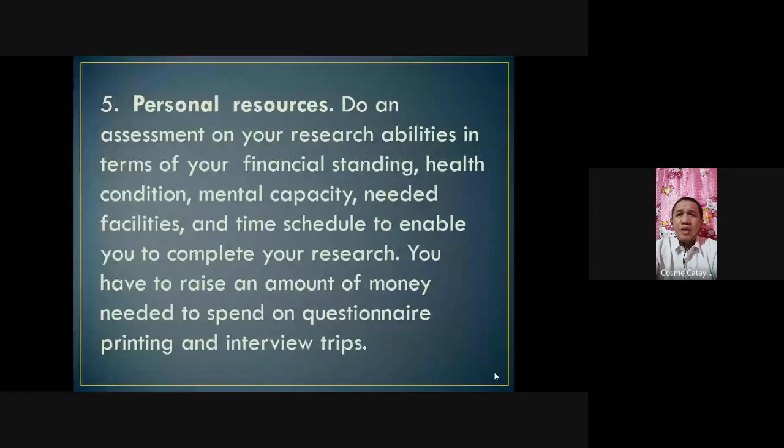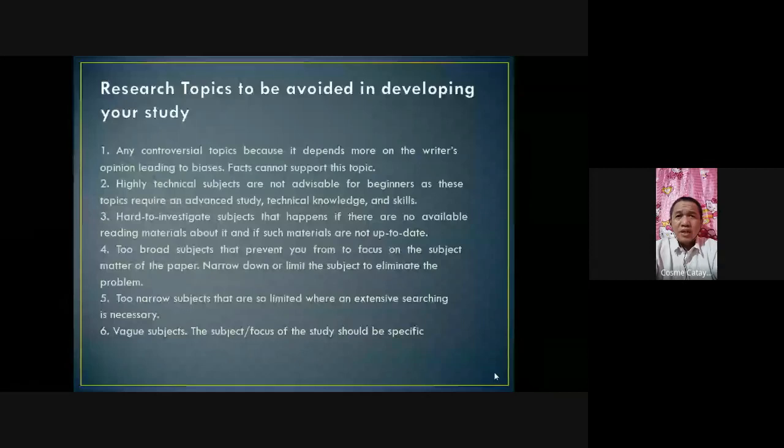You have to raise an amount of money needed to spend on questionnaire, printing, and interview trips. Research topics to be avoided in developing your study. Number one, any controversial topics because it depends more on the writer's opinion, leading to biases. Facts cannot support this topic.